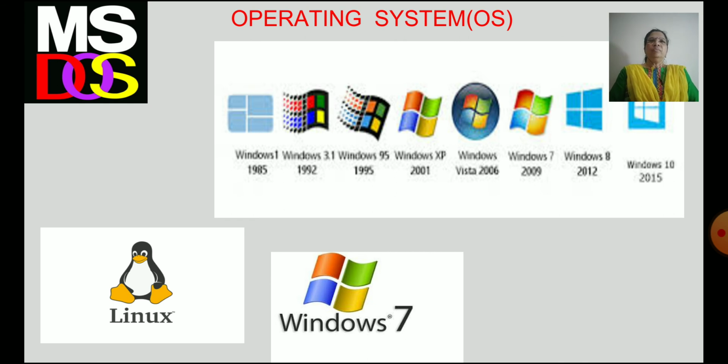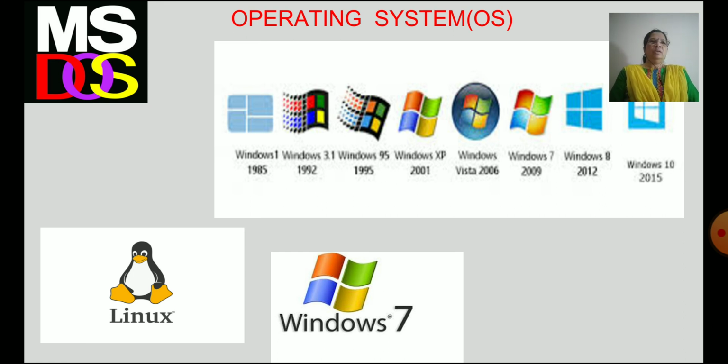So, now can you see here the different types of operating systems? Microsoft Disk Operating System, Windows 1, Windows 3.1, and in 1995 they introduced Windows 95, then Windows XP, then Windows Vista, then in 2009 Windows 7, in 2012 Windows 8, and in 2015 Windows 10. And Linux and Unix are also operating systems.